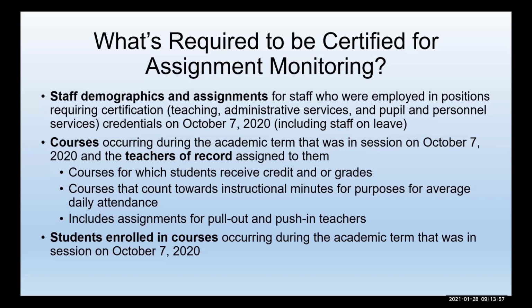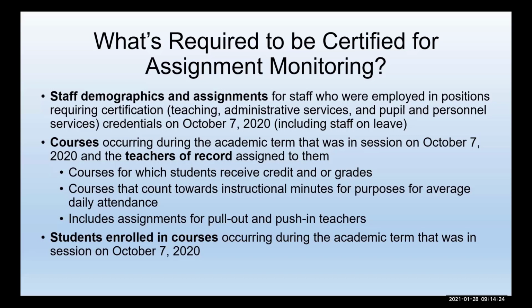We always get lots of questions about, we have a class that kids come to after school, and it's music instruction. Are we required to report that teacher? And you have to ask yourself, does this student get credit for it, elective credit? Are they graded for it? Does it count towards attendance or part of their instructional minutes? And if the answer is yes, then that assignment should be reported. That course should be reported.